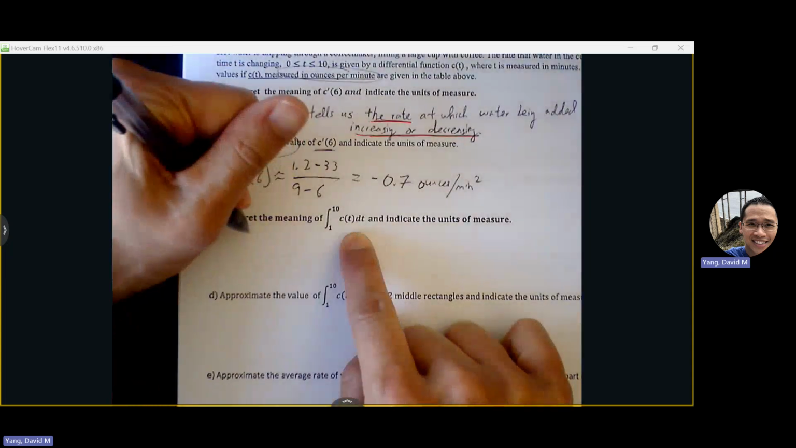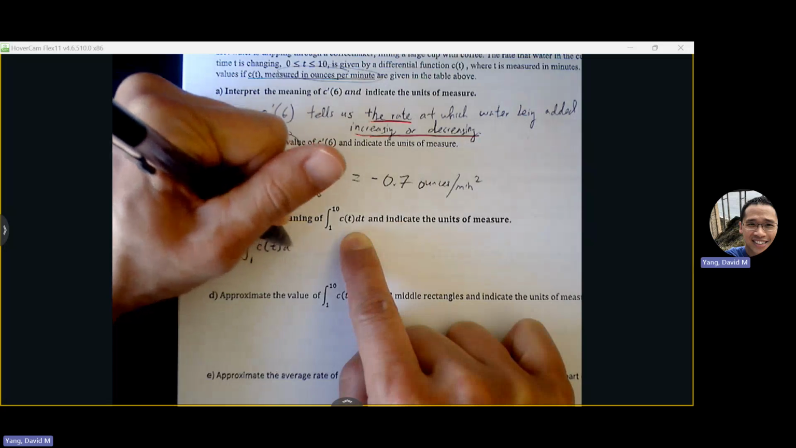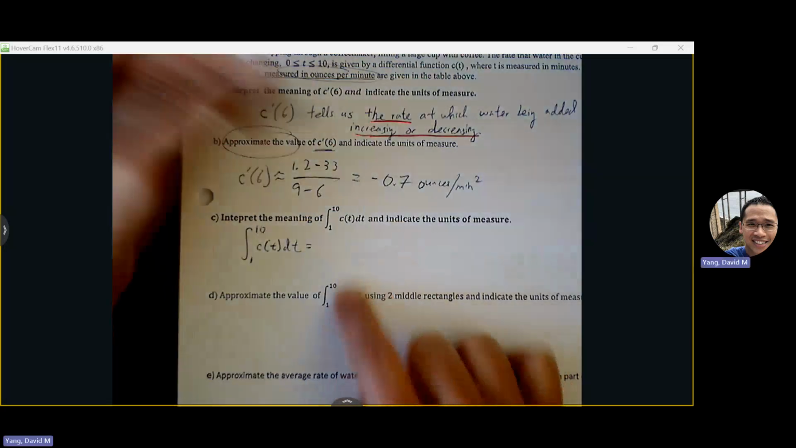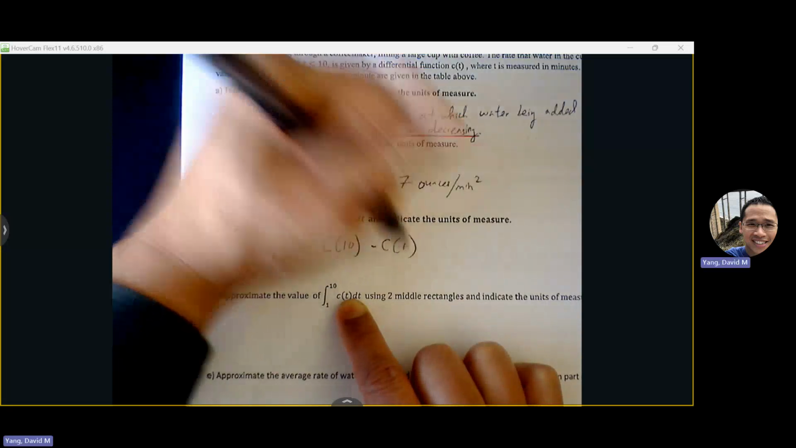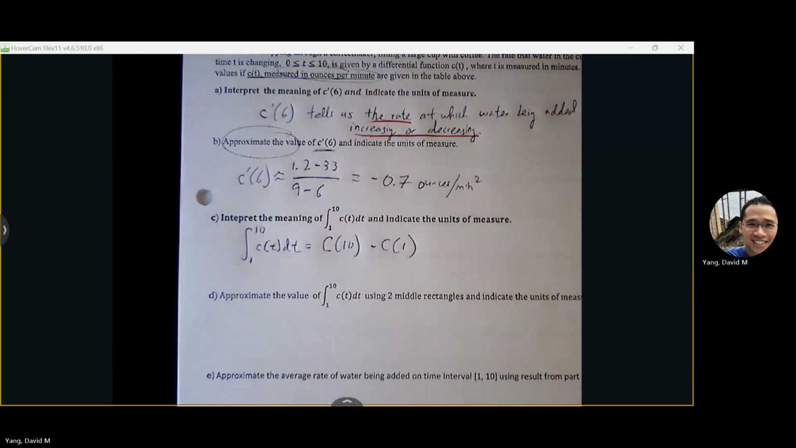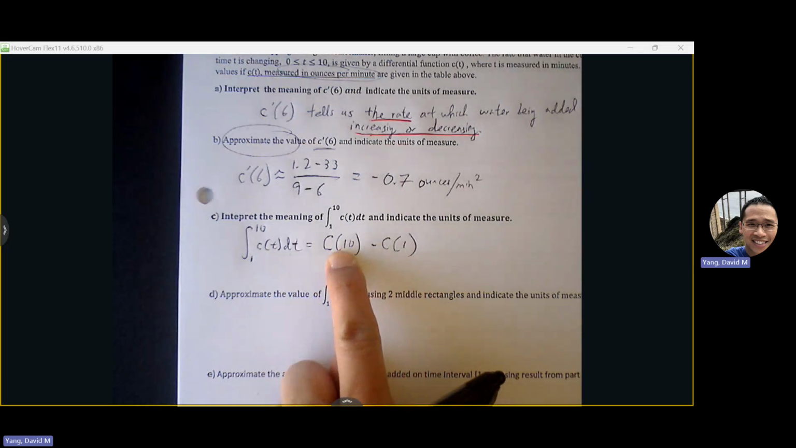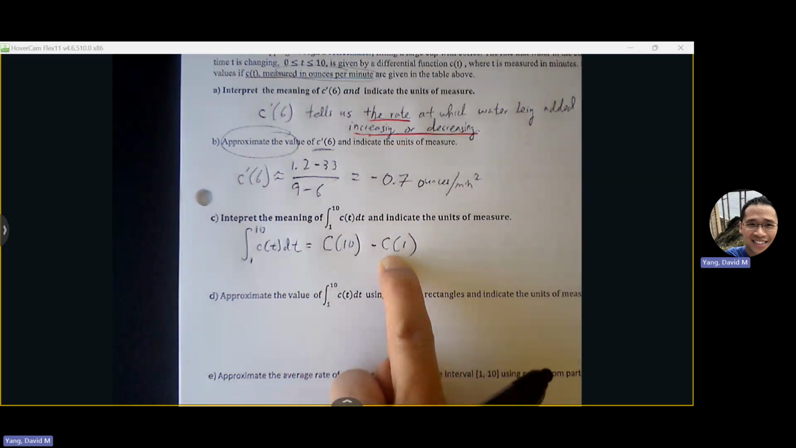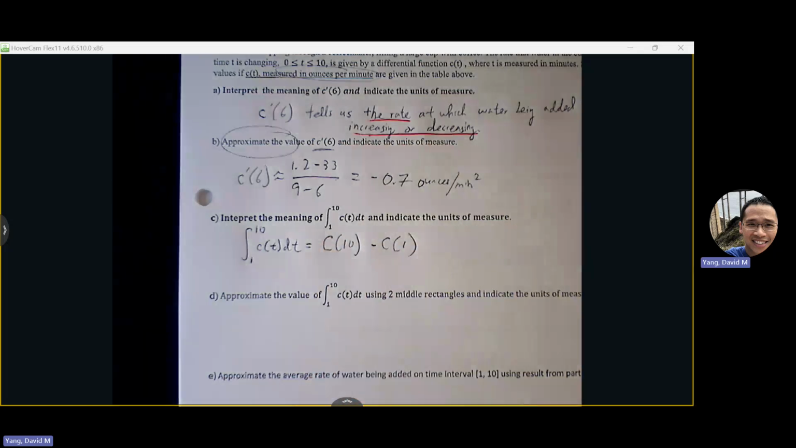So also, you can think of it this way. The integral from 1 to 10 of lowercase c of t would become uppercase C of 10 minus uppercase C of 1. This is how much water is in the cup at 10 minutes, and this is how much water is in the cup at 1 minute. This indicates how much water has been added to the cup in this 9-minute period, in ounces.